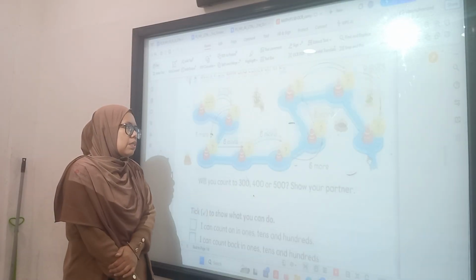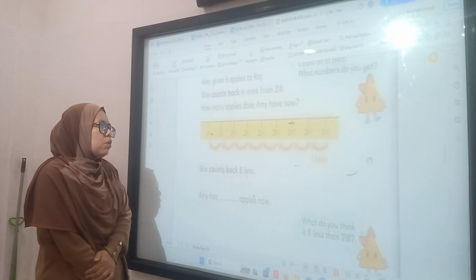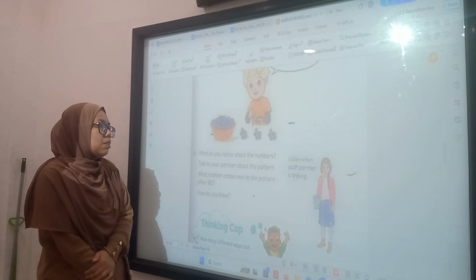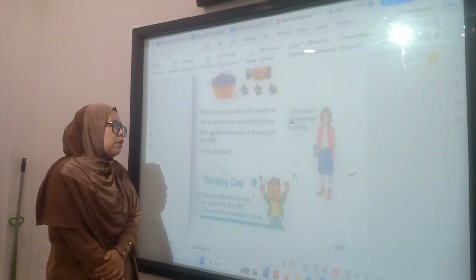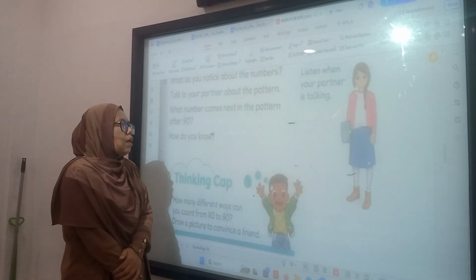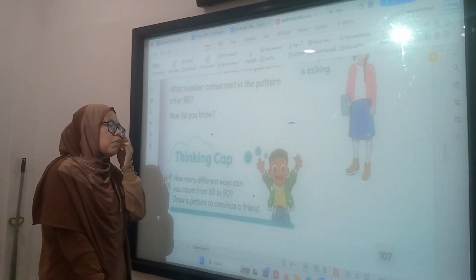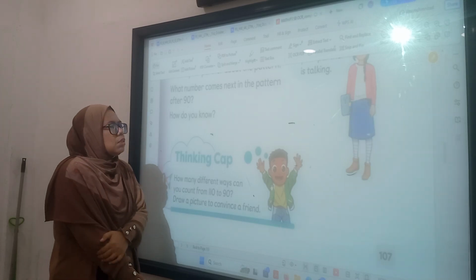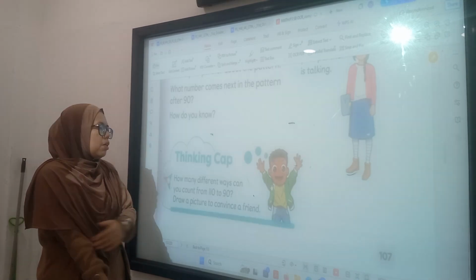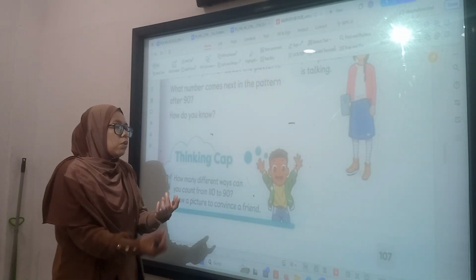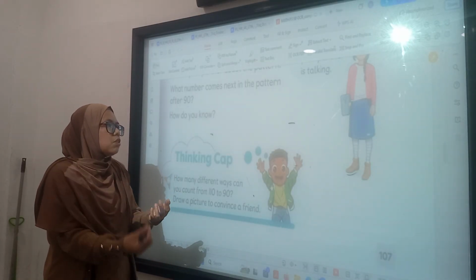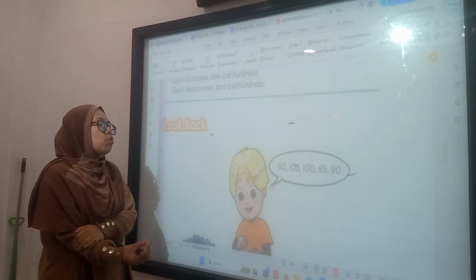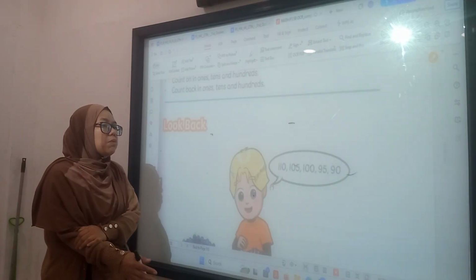Before the celery is put in the water with the food coloring, the color is still green, but when they put it in the water with the food coloring, the stem will change color. For example, if the color is blue, it will turn blue. If the color is yellow, it turns yellow. From this experiment, students will know that the stem is used to transport water to the parts of the plants.